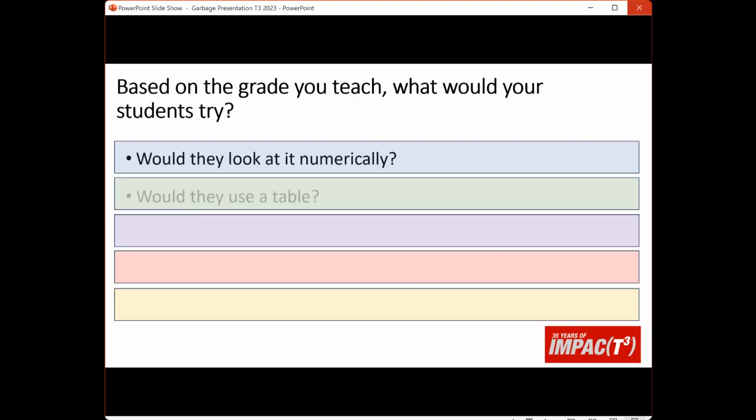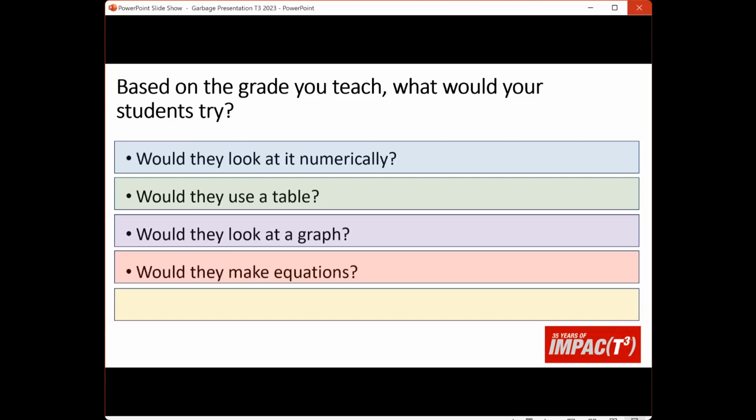Would they possibly try to organize that into a table? Would they be able to graph the information? Would they be able to discern anything different from the graph or create an equation? Are they more algebraic thinkers to where they want to look at it with an algebraic representation? Or lastly, do they have sequences in their background? Is this something where they could write the sequence for it?